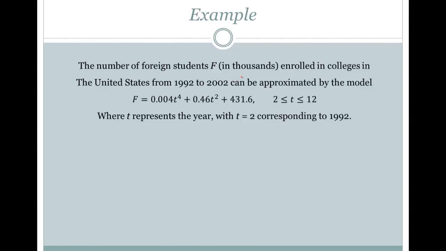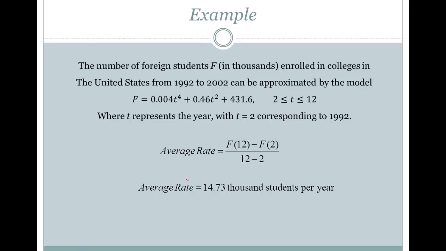The number of foreign students in thousands enrolled in colleges from 1992 to 2002 is given by this function, where t represents the years, and t equals 2 corresponds to 1982. So here's the model that we're given, and what we want to do is find the average rate of change here. Again, we can find the average rate of change, slope of the line, that's easy. f of 12 minus f of 2 over 12 minus 2. No big deal. And I can trust that you guys can do all the calculations. But the average rate is going to be equal to 14.73 thousand.